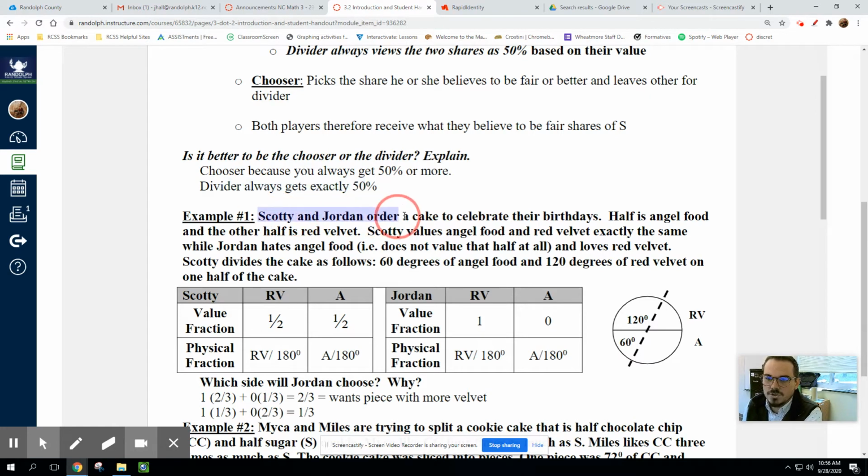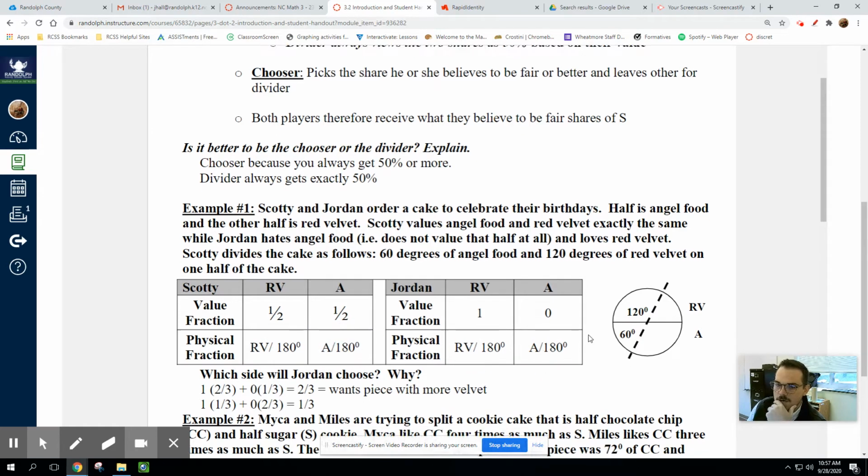For example 1, Scotty and Jordan order a cake to celebrate their birthdays. Half is angel food and the other half is red velvet. Scotty values angel food and red velvet exactly the same, while Jordan hates angel food cake, i.e. does not value it at all, and loves red velvet. Scotty divides the cake as follows: 60 degrees of angel food and 120 degrees of red velvet on 1/2 of the cake. So for Scotty's value, it's 1/2 and 1/2. For Jordan's, it's 1 and 0. For the physical fractions, they're the same: red velvet out of 180, angel food out of 180, same thing for both.